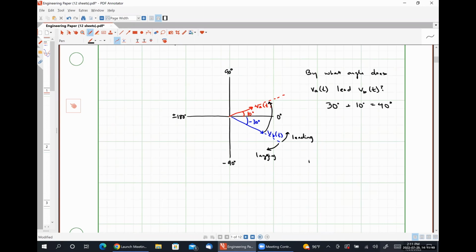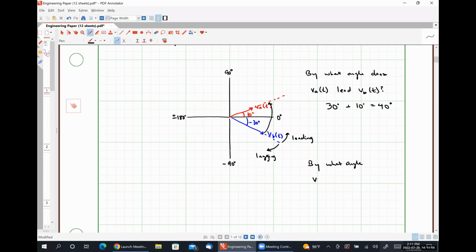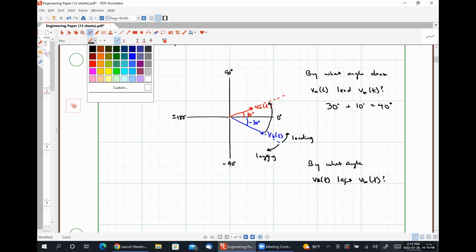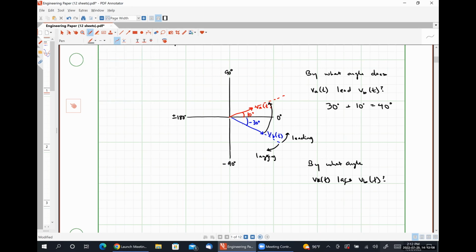If we wanted to know by what angle VA of T lags VB of T, we'd simply measure in the opposite direction. So we would start measuring from B and continue going until we hit our vector VA.